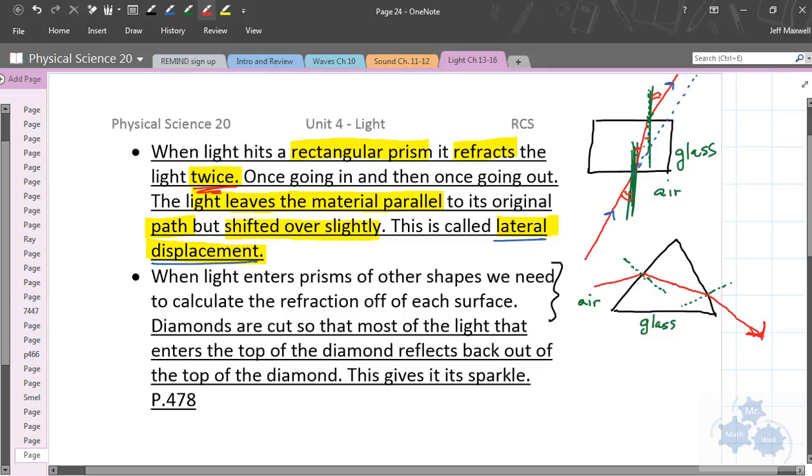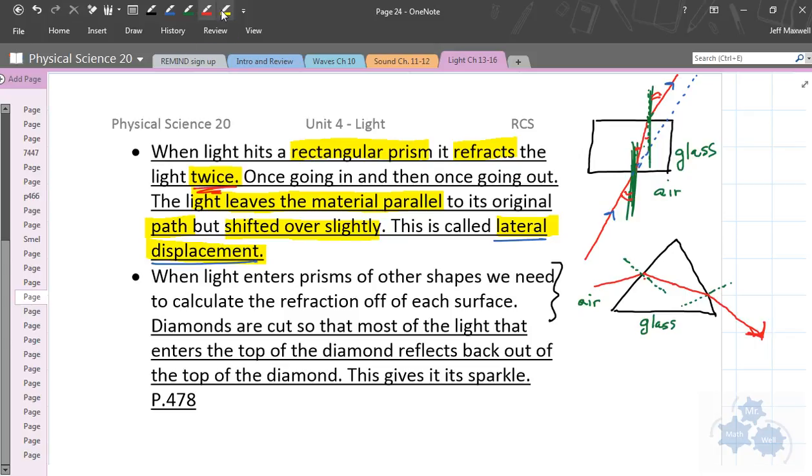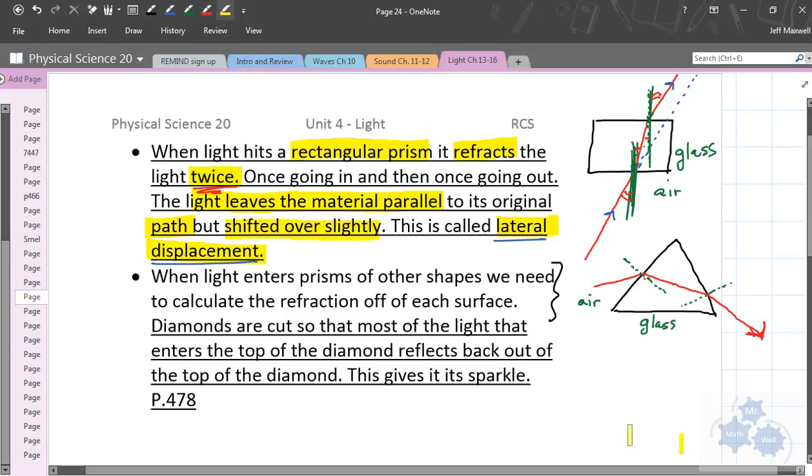Okay, so make sure you have this diagram written down there, the triangular prism, and then we'll talk a little bit about the diamond. Alright, if we talk about diamonds here, in this part of your notes here, diamonds are cut. Now we talk about literally cutting a diamond, diamond cutters. Diamonds are not found in the traditional diamond shape, they have to be cut. But they're cut so that most of the light that enters the diamond enters through the top. It's a big flat surface on the top. So most of the light that enters through that top reflects back out of the top.